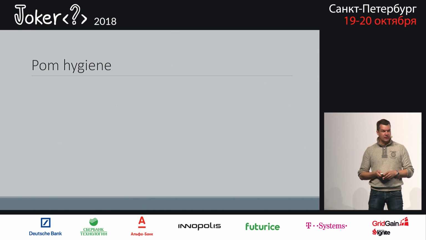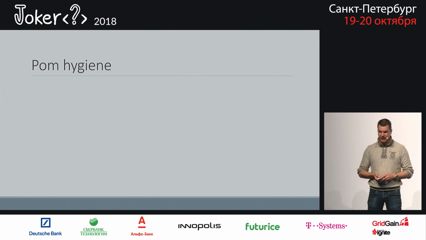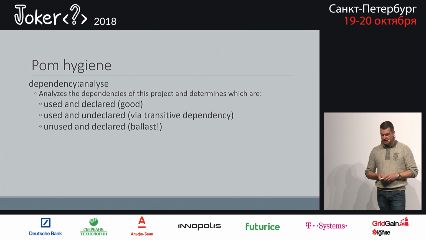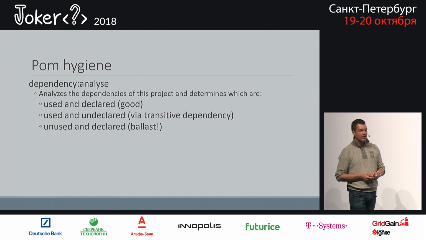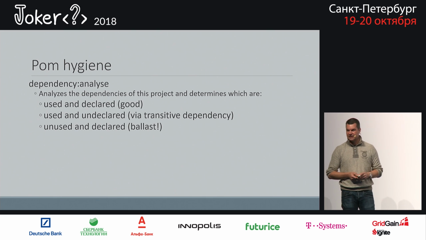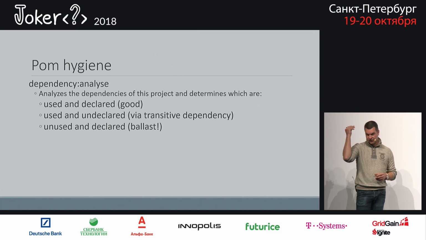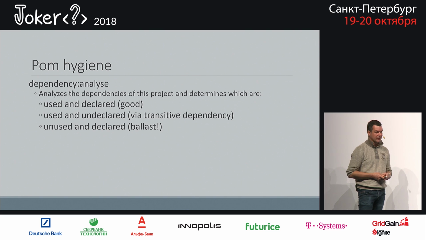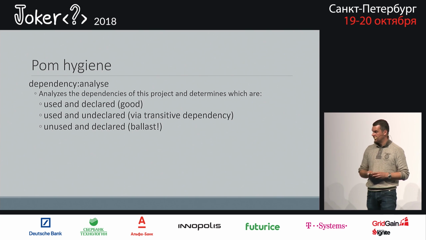And there's another thing somebody reminded me of, and that's about Pom hygiene. Who knows this goal, dependency:analyze? Okay, so what this goal does is it scans through your code and through your dependencies, and it takes a look at whether dependencies are really used.